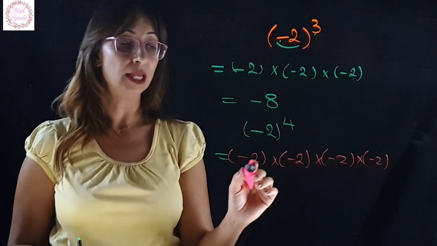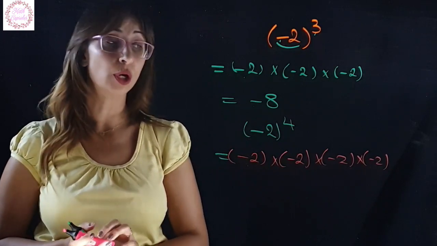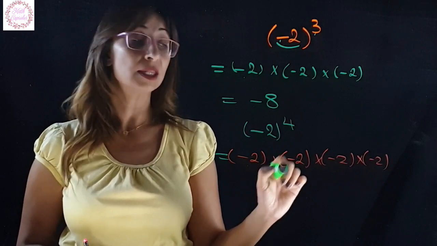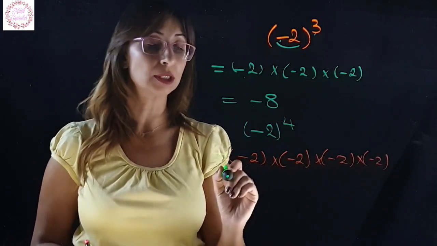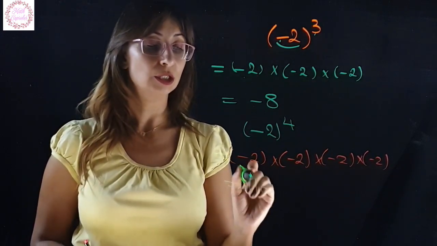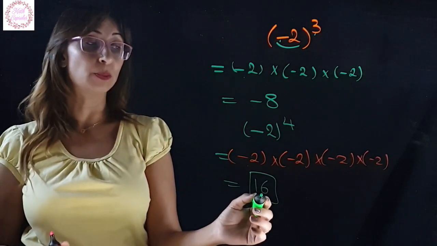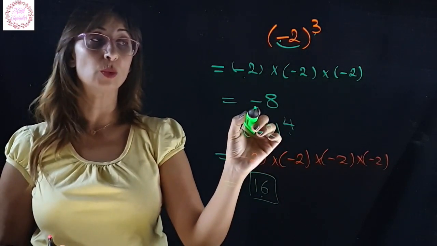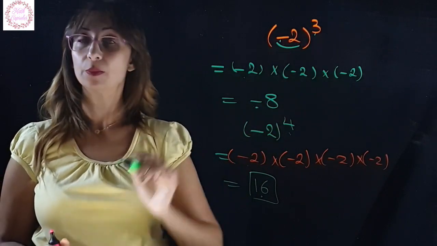So this will be negative 2 times negative 2 is positive 4. Positive 4 times negative 2 is negative 8. The negative 8 times negative 2 is positive 16. So see here, the answer is positive because we had an even power. Here the answer was negative because we had an odd power.